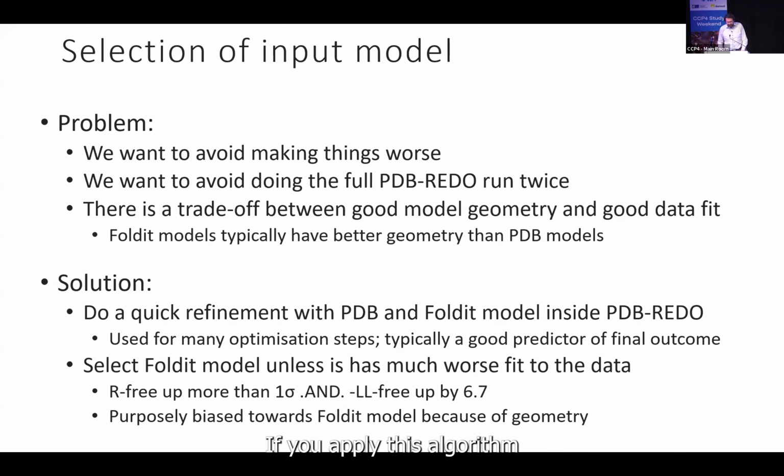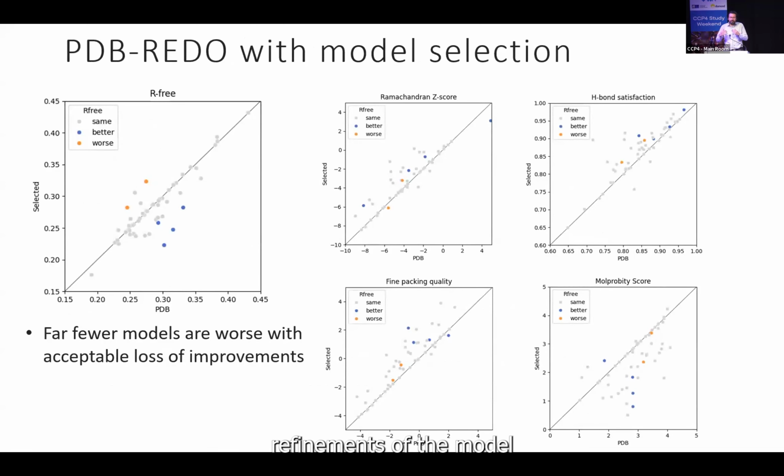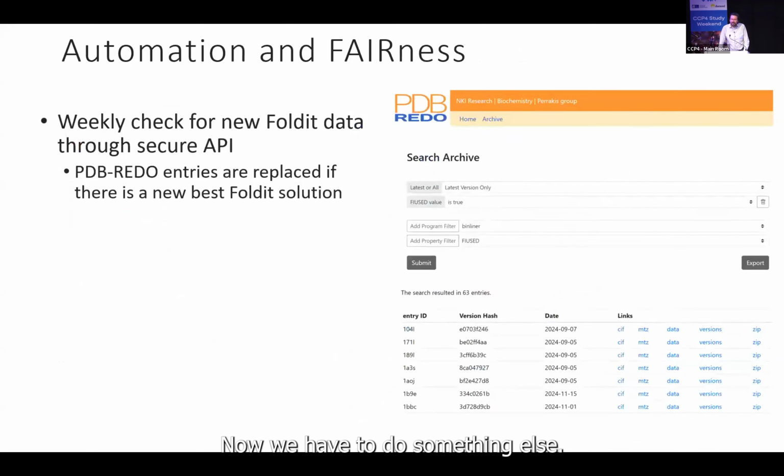Now, if you apply this algorithm, and now we're comparing refinement of the model with PDB input or the one that is selected by the PDB-REDO procedure, you can see that there are fewer cases where R3 gets worse, but still we have a lot of cases where the geometry improves. So there is, of course, some loss in geometric improvement, but we're now safe by not messing things up in terms of fit to the experimental data. So this approach works, but now we have to do something else. We have to work on the automation to make sure that this will continue working in the future. So we have to future-proof it.